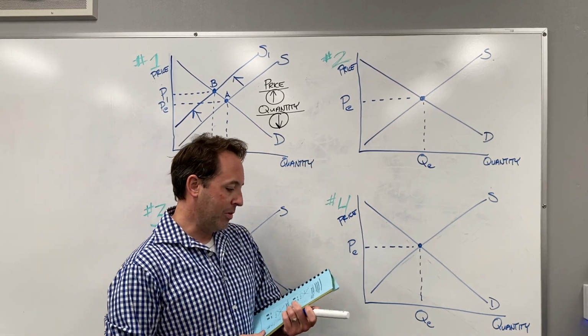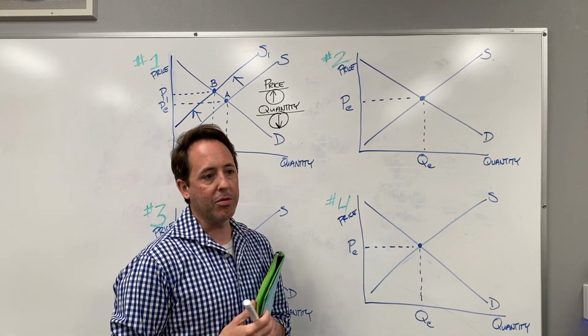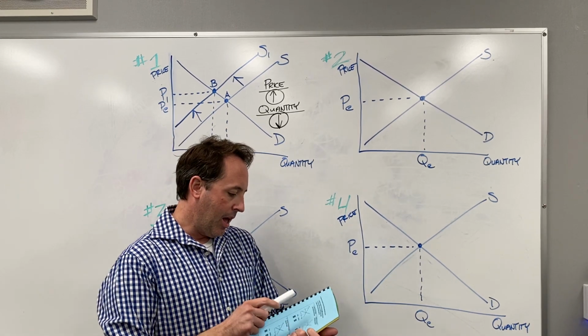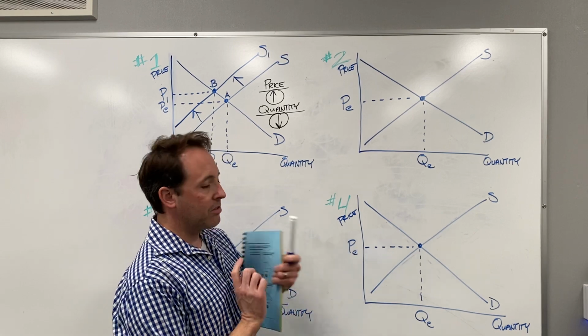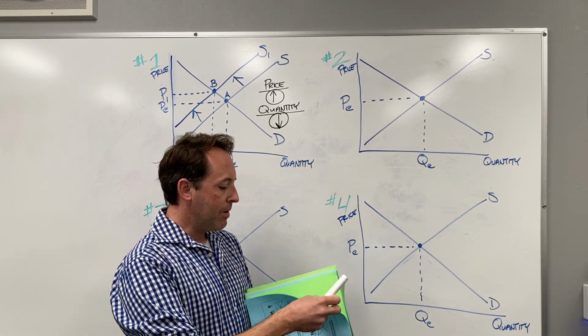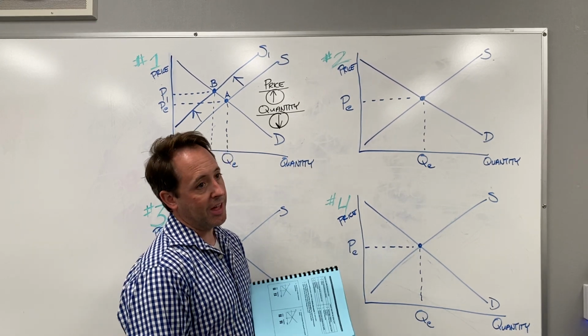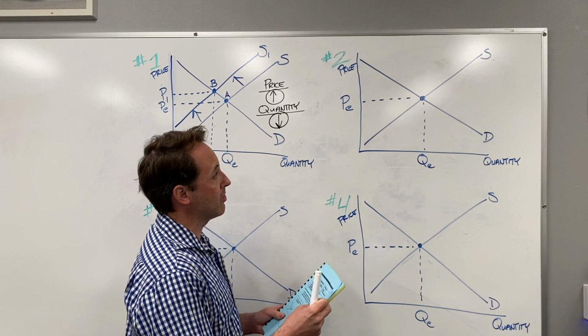Let's take a look at number 2. A recession hits and many consumers lose their jobs. Like with any recession, people are out of work. What does that do to tickets to Disneyland? As a result, are people going to demand more or less tickets to Disneyland? And I've given it away. I've said it's a demand shifter, right?